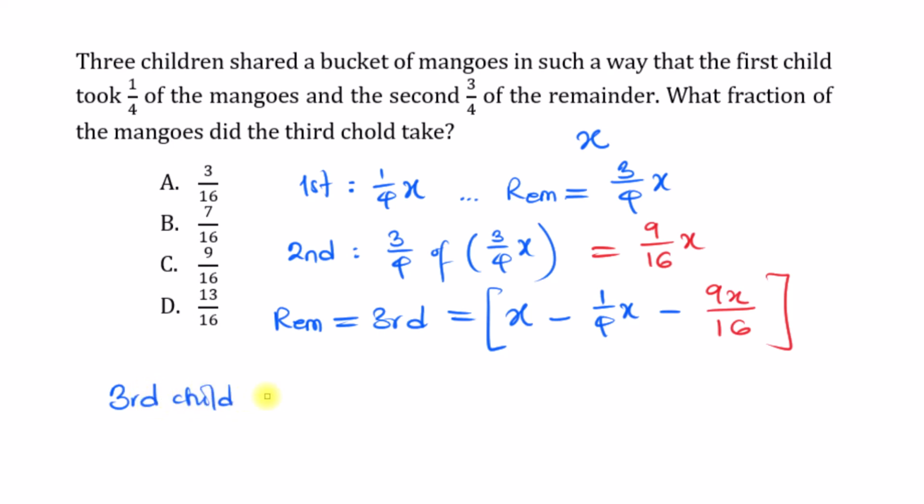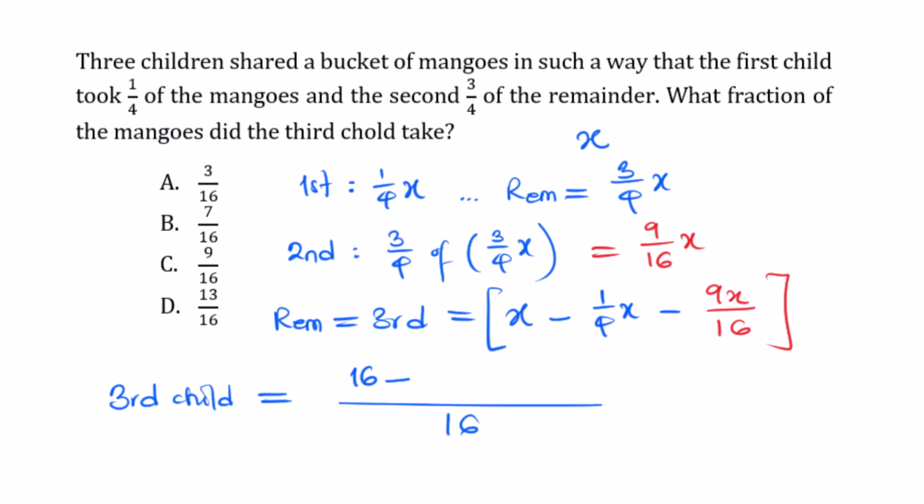So the third child is going to take, now we have x minus 1 over 4x minus 9 over 16x. Definitely 16 is the LCM. This will be 16 over 16 to give us x minus 1 over 4x. Now 16 divided by 4 is 4.